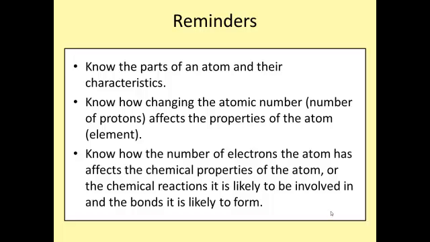Now, let's remind you of what the objectives of the chapters are. They'll bear a strong resemblance to the summary. Know the parts of an atom and the characteristics of the parts. Know how changing the atomic number, or the number of protons, affects the properties of an atom. Know how the number of electrons the atom has affects the chemical properties of the atom, or the chemical reactions it is likely to be involved in and the bonds it is likely to form.